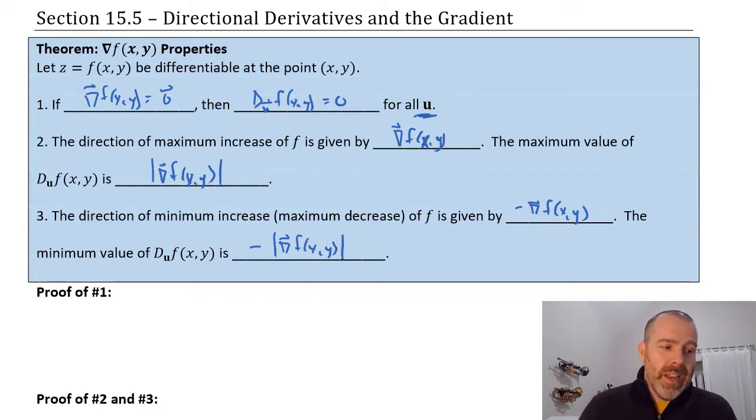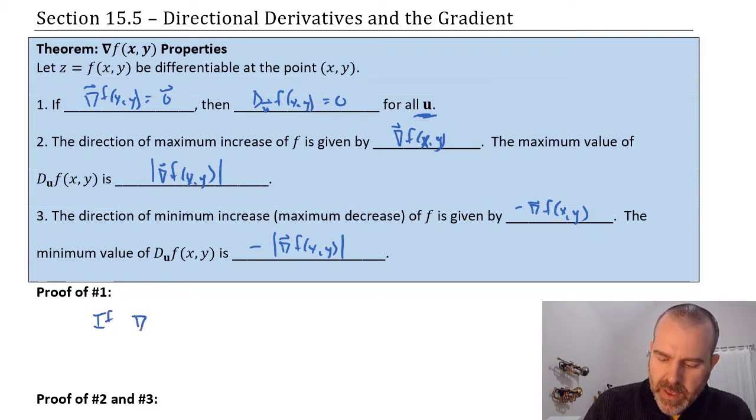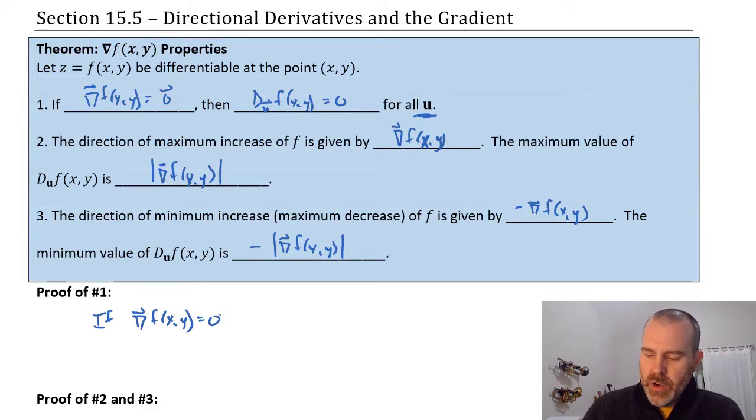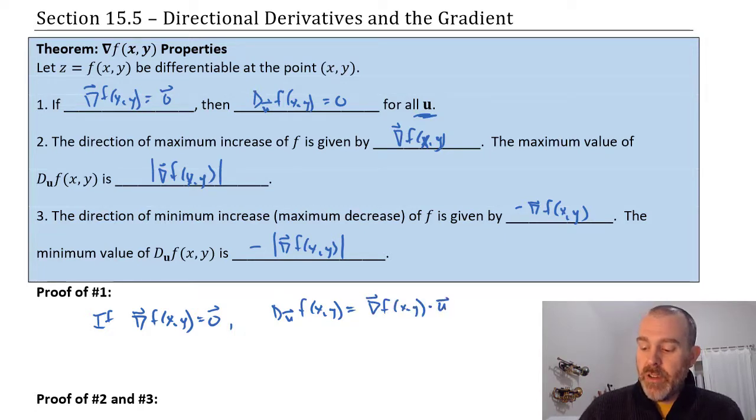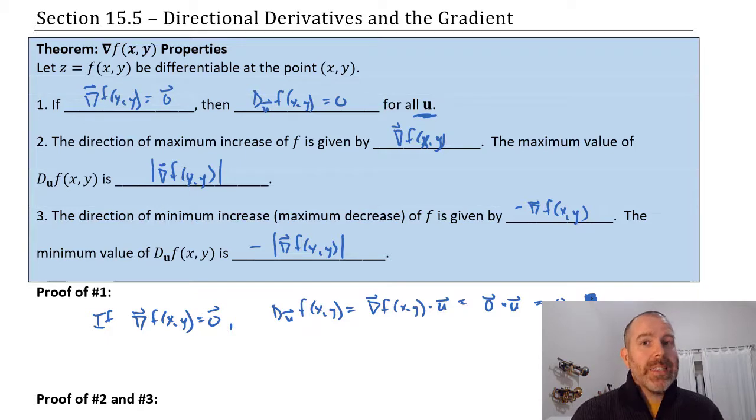So the proof of 1 is very quick. If the gradient is equal to the 0 vector, well, the directional derivative is the dot product of the gradient with the directional vector. But if the gradient is the 0 vector, you have the 0 vector dotted with the directional vector, and that's going to be 0 for all u. So, end of proof. So if the gradient is 0, then the slope in every direction is 0.